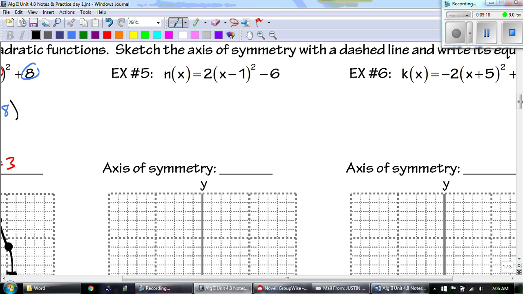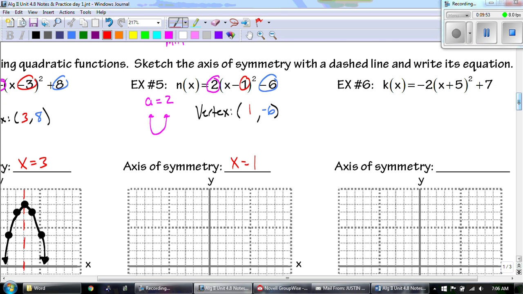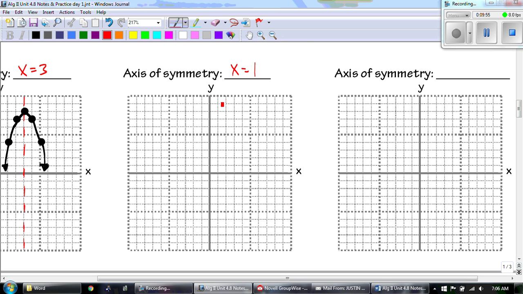Okay, so first thing, it's a positive 2. If it's a positive 2, we're going up. Our vertex is what? (1, negative 6), and then our axis of symmetry is x equals 1. The first thing that we do is graph the axis of symmetry.